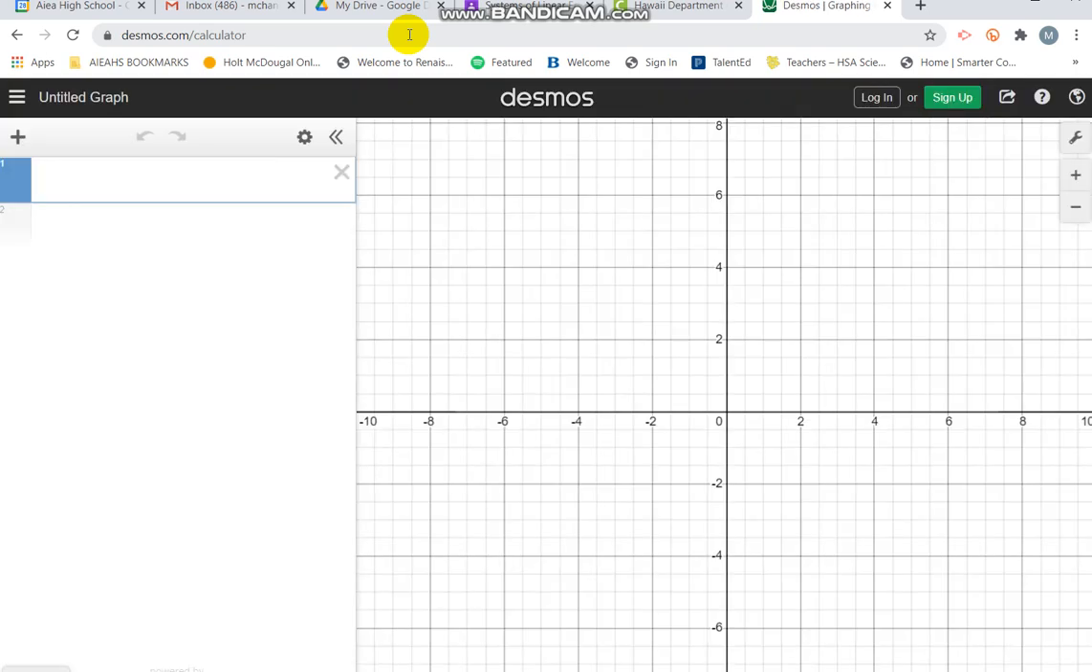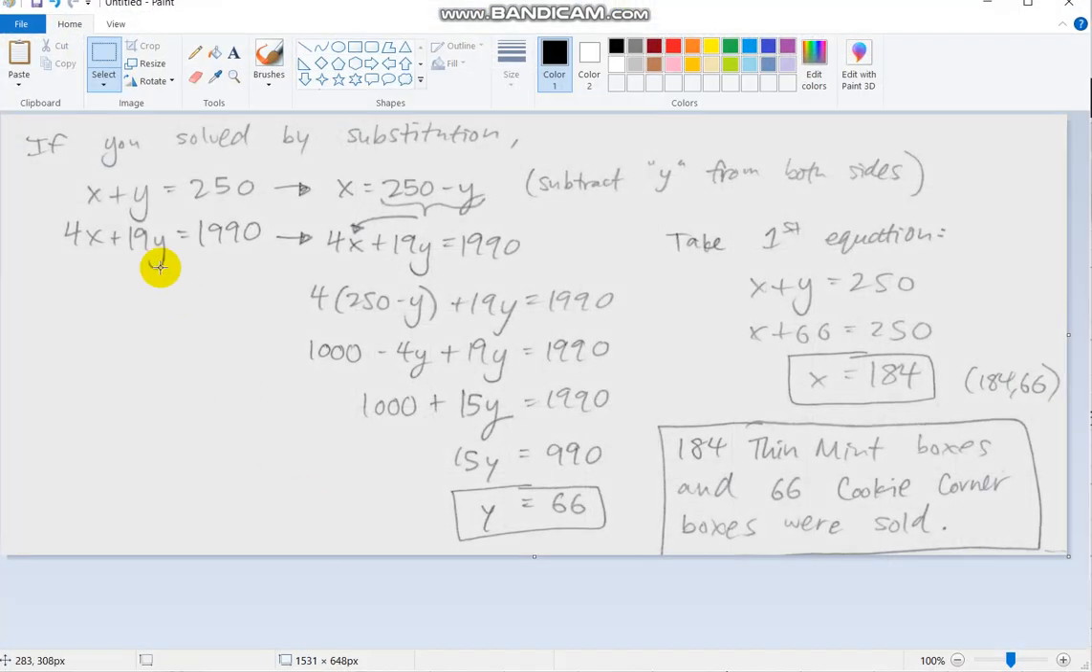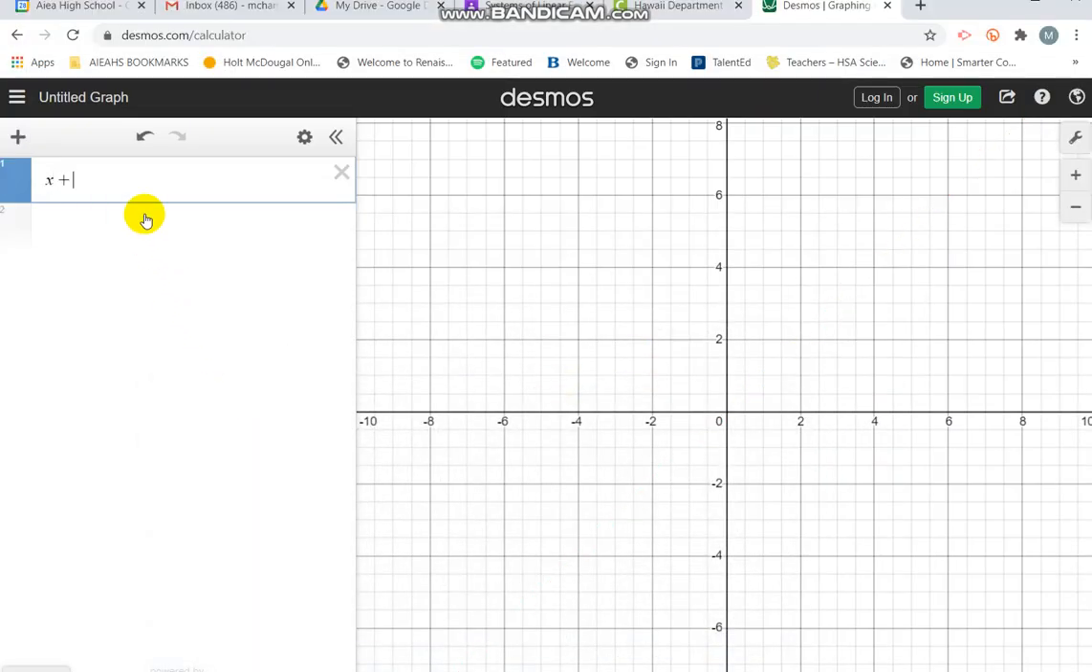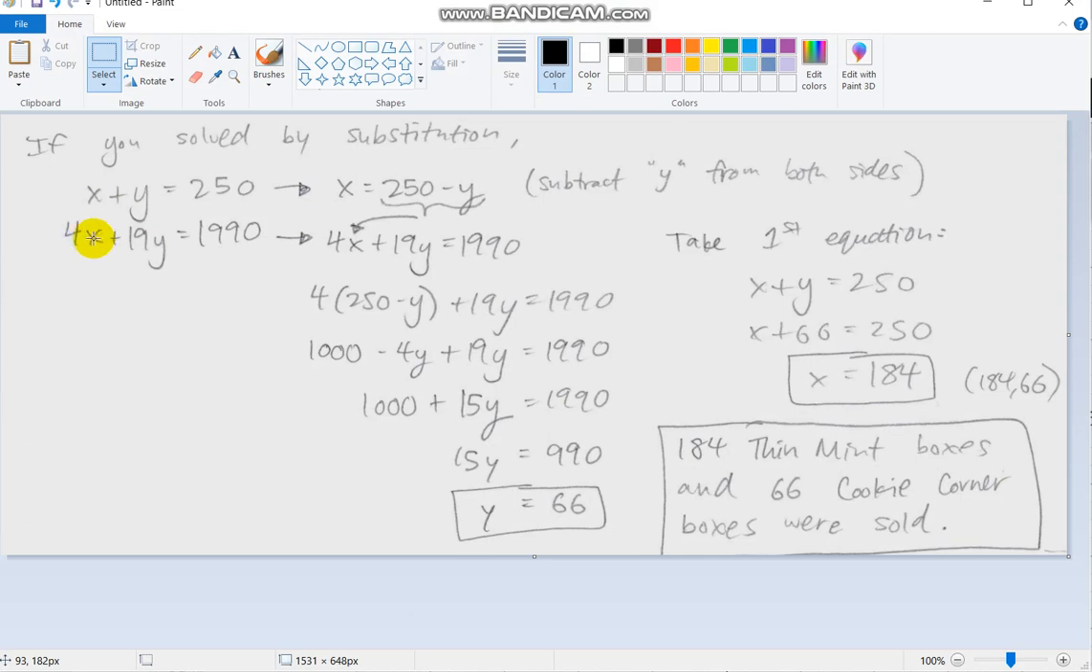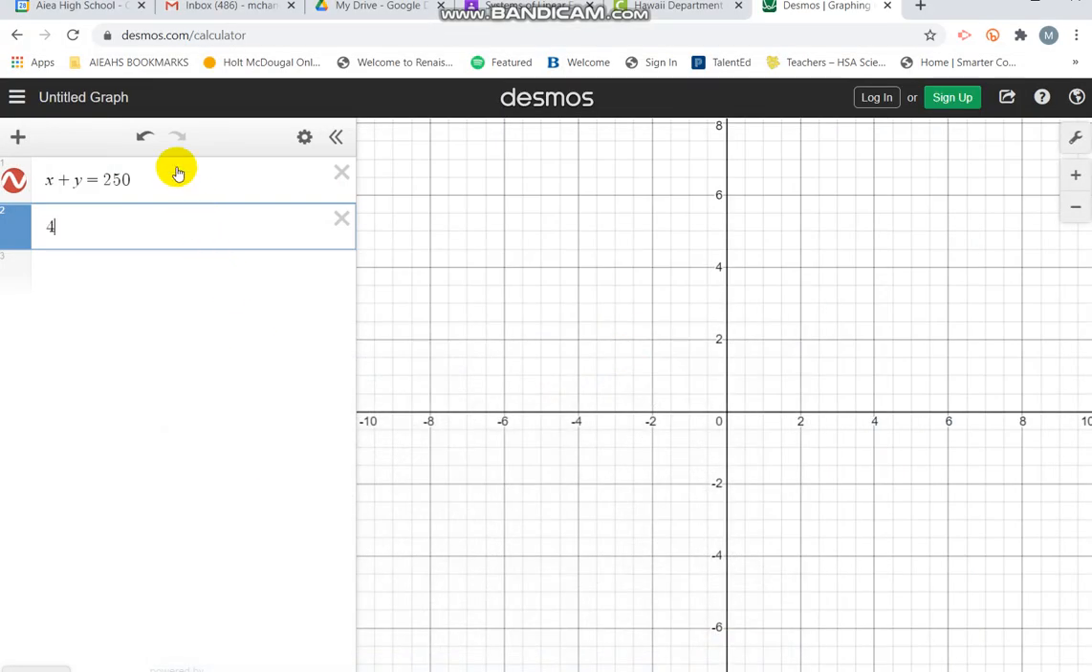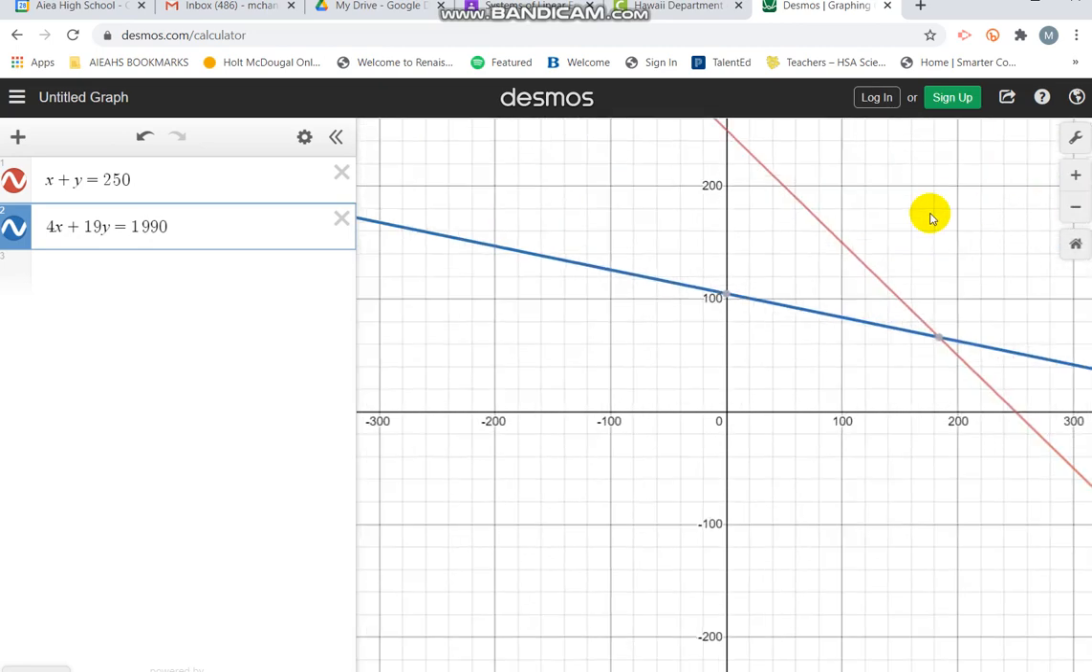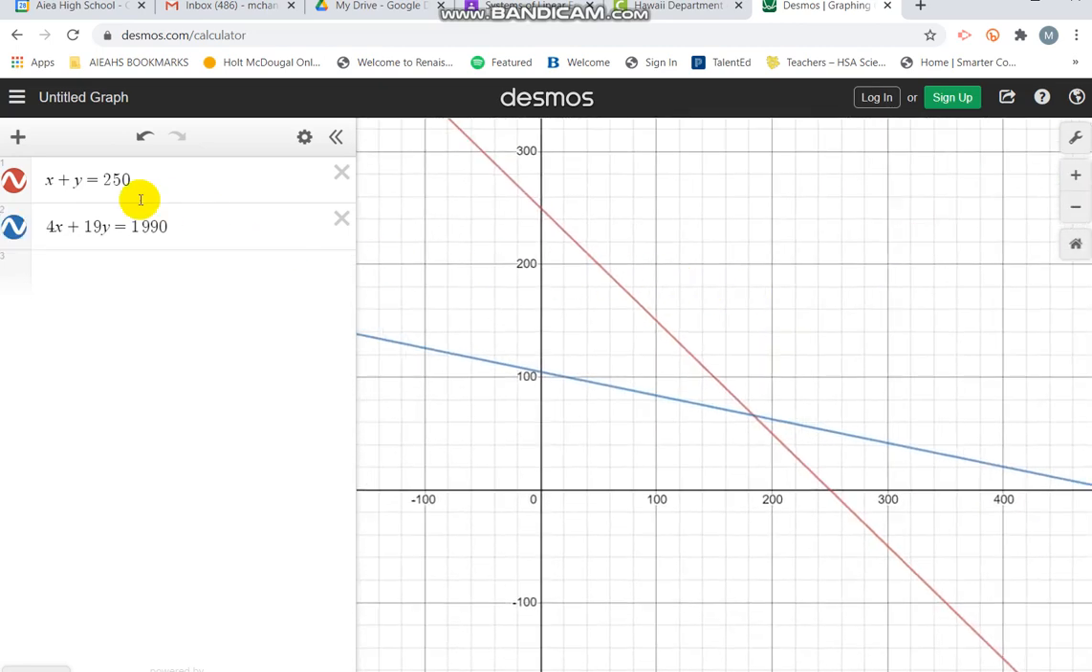Okay, so we're going to take that exact same equation that we have here. So we have x plus y equals 250. So I'm going to type that in, x plus y equals 250. And then I'm going to graph the other one, 4x plus 19y equals 1990. All right, so let's go ahead and zoom out, because we cannot see where we are. Oh, there we go. You see the red line and the blue line.